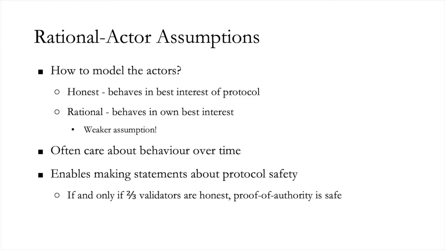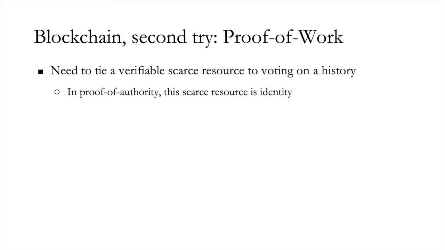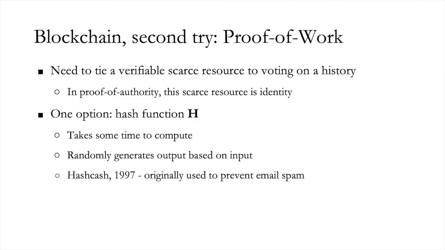So a second try for our consensus algorithm would be proof of work. Proof of work uses a different kind of scarce identity. It doesn't use public identities. Instead, it uses work, verifiable computation. And in proof of work, it generally takes the form of an asymmetric hash function or an asymmetric oracle.